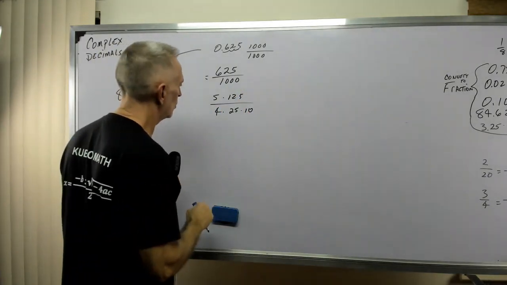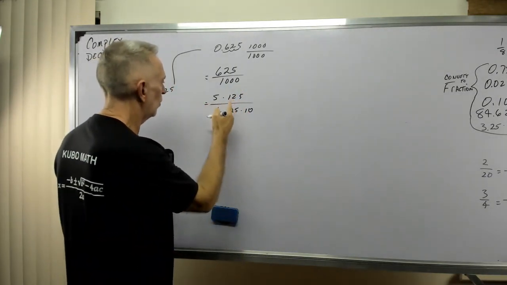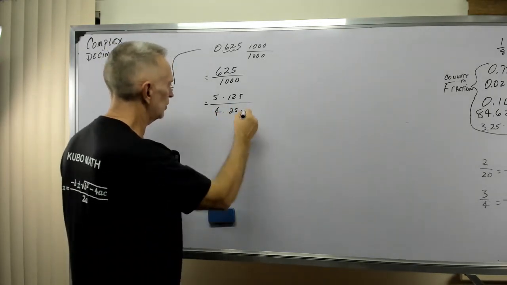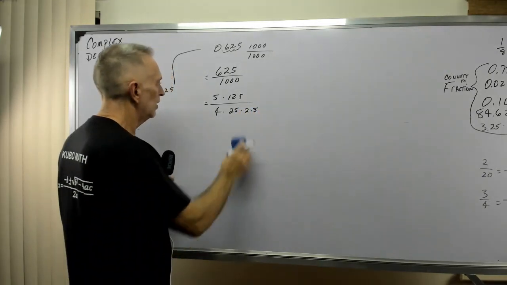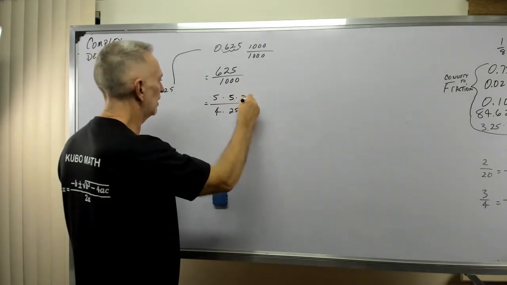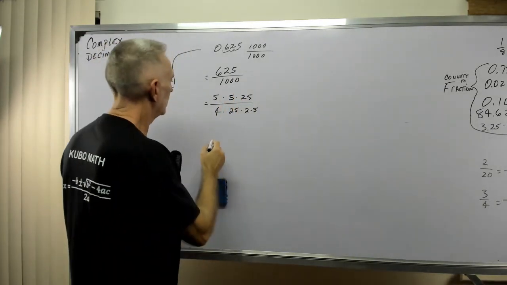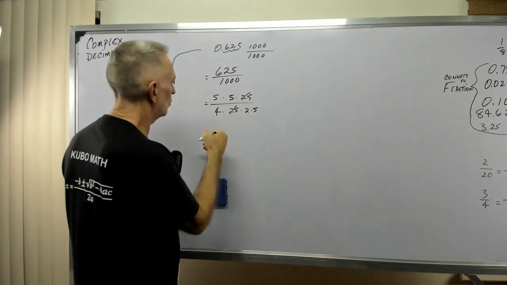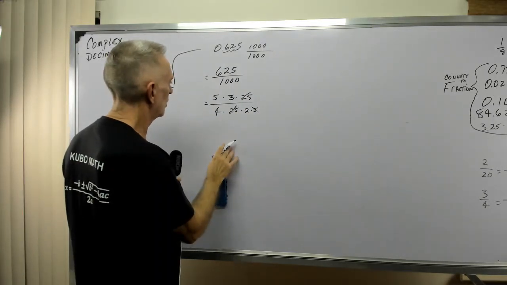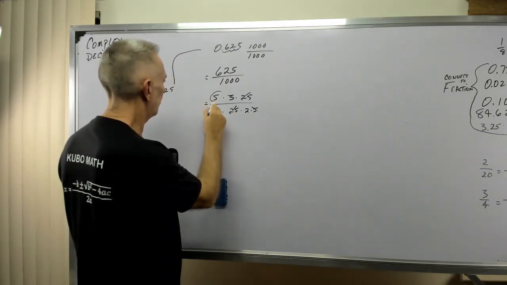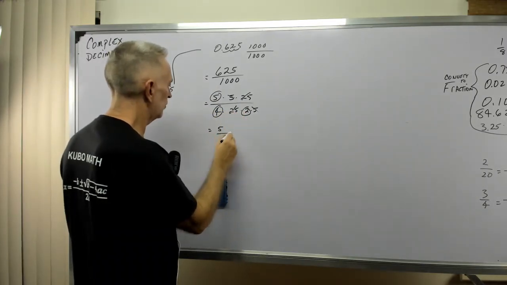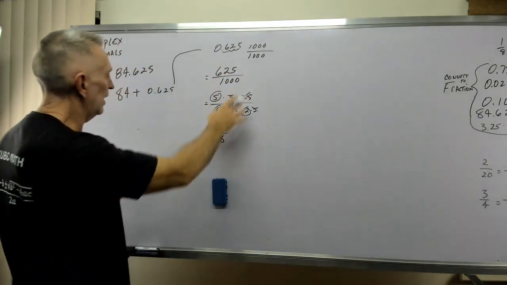All right, so that 10, I'm going to change it into 2 times 5. The 125, I'm going to change it into 5 times 25. Okay, so the 25 over 25 cancels. That 5 and that 5 cancel. And I'm left with that 5, the 4, and the 2. So equal 5, and 4 times 2 is 8. So all of that is 5 over 8.